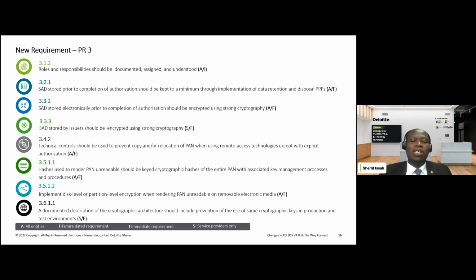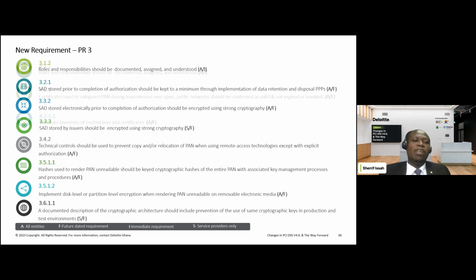So we look at section 3.6.1.1. It says a documented description of the cryptographic architecture should include prevention of the use of the same cryptographic keys in both production and test environments. So basically, within the organization's policy space or architecting space, there should be documentation that strictly prohibits the use of the same cryptographic keys in both production and test environments.